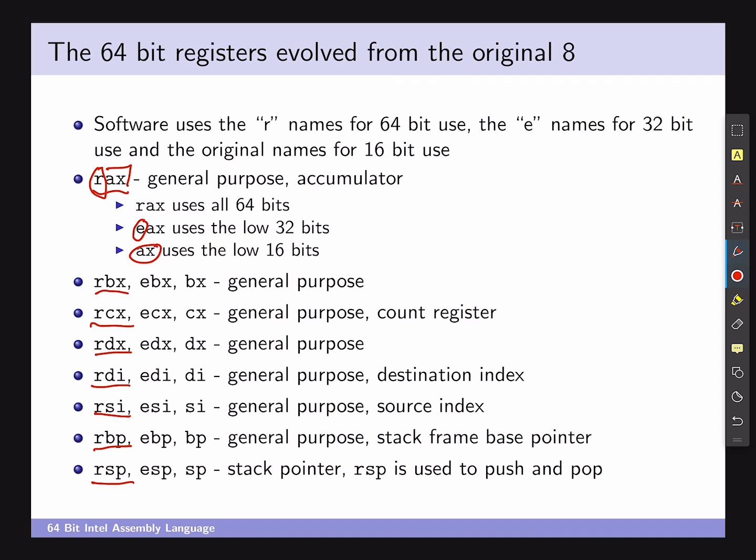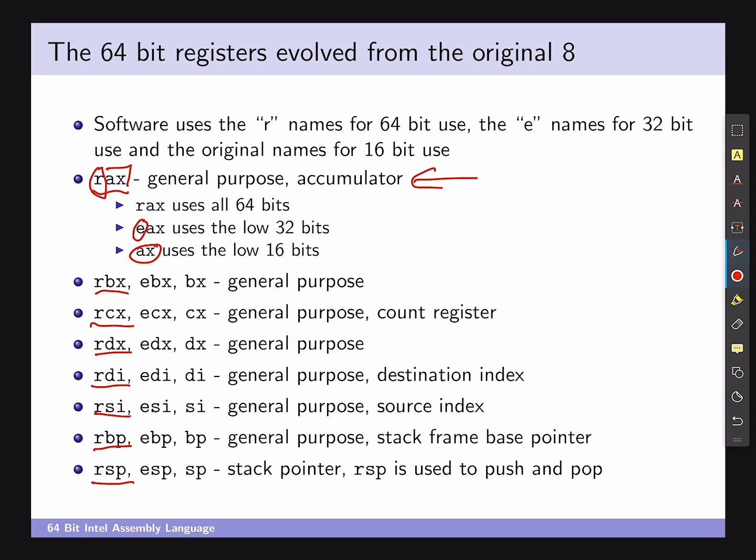Now, all of these are, in essence, general purpose in that you can do what you want with them, but they do have historical uses. For example, RAX is often used as an accumulator. So say you were looping over an array, adding all the elements in that array. You might be storing that cumulative sum into RAX. So that's why it's often referred to as the accumulator register. RBX is a little bit more free.